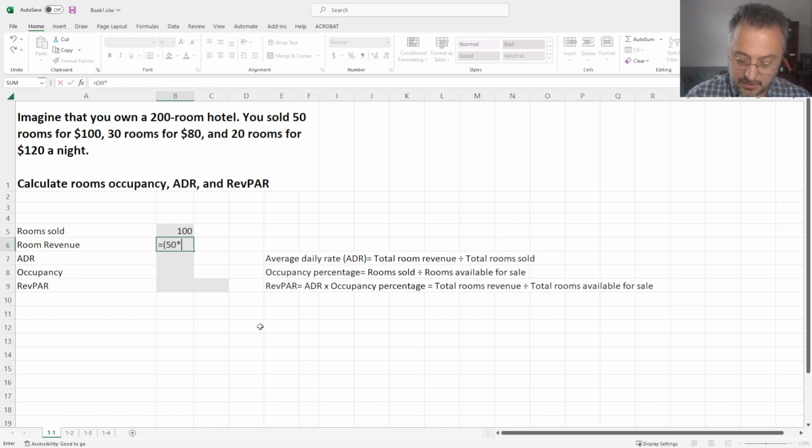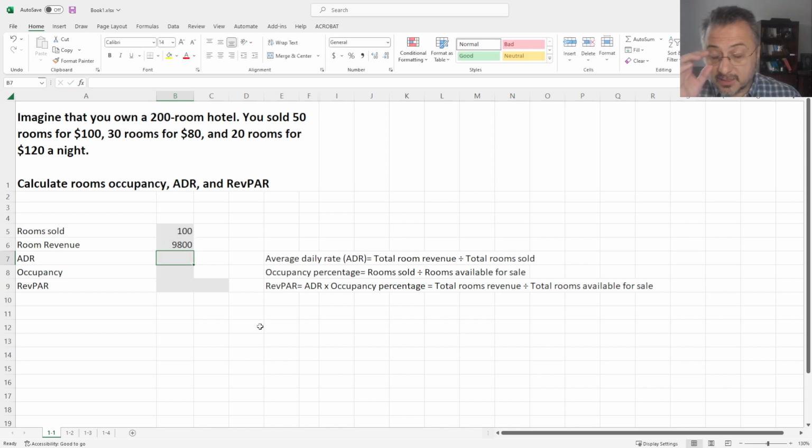50 times 100 plus 30 times 80 plus 20 times 120. Now, average daily rate, as I copied here, is the total room revenue divided by the total rooms sold. So total room revenue divided by total rooms sold is going to give us $98 for ADR.